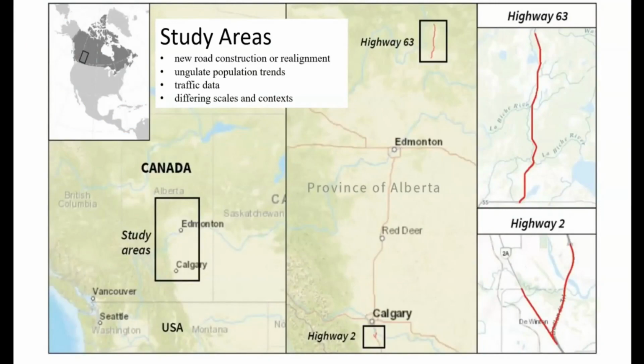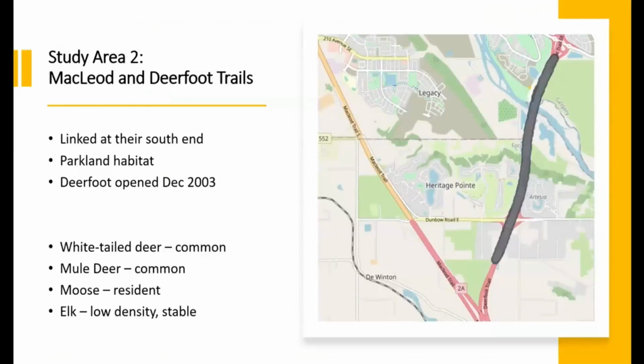So our two study areas were located in the western part of Canada within the province of Alberta, one towards the northern part of the province and one directly below the city of Calgary. Now, in the interest of time, I'm actually going to focus on Highway 2, the study area that was in the southern part of the province.